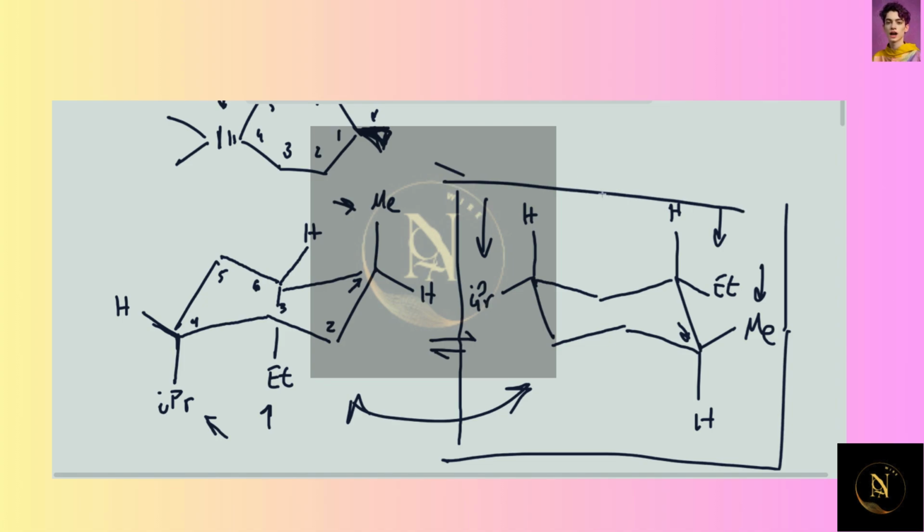So to answer the question, in the lowest energy conformation of the compound below, how many alkyl substituents are equatorial? All three of them. There's 3 of them, and they're all equatorial.